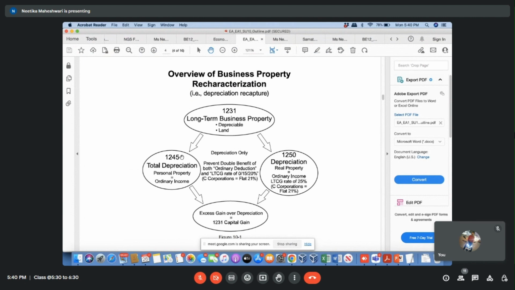Then this has been put into two different sections, 1245 and 1250. 1245 is any depreciable personal property. It could be machinery, it could be furniture, it could be something else. And 1250 is only real property. That means buildings or structures, something which is attached and not movable. We have to differentiate: personal property, not in the sense that this is your own property, it is still a business property, but they call it personal property. And this is real property, which is affixed to the land, real estate, it cannot be moved.